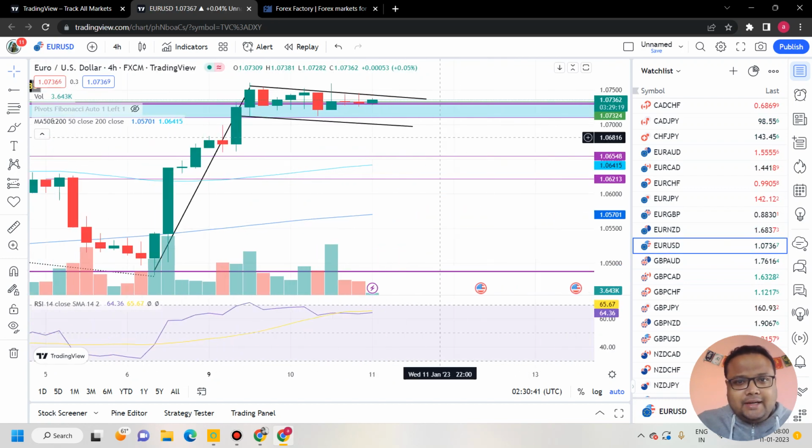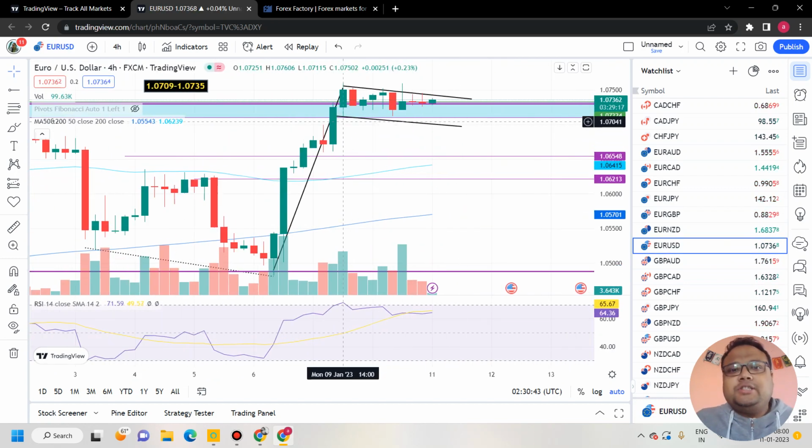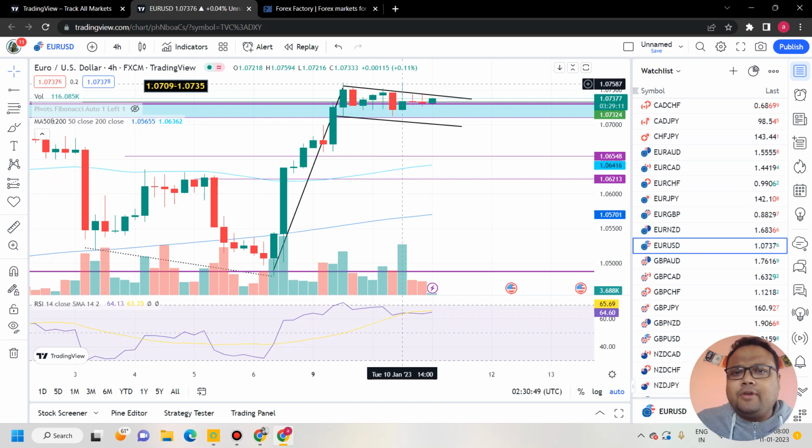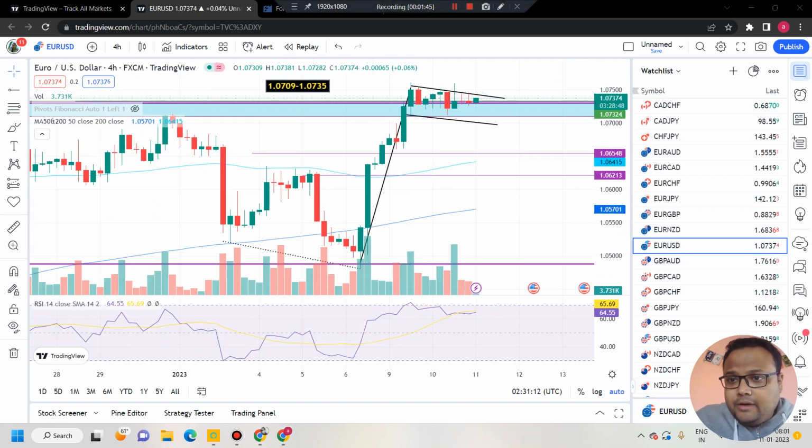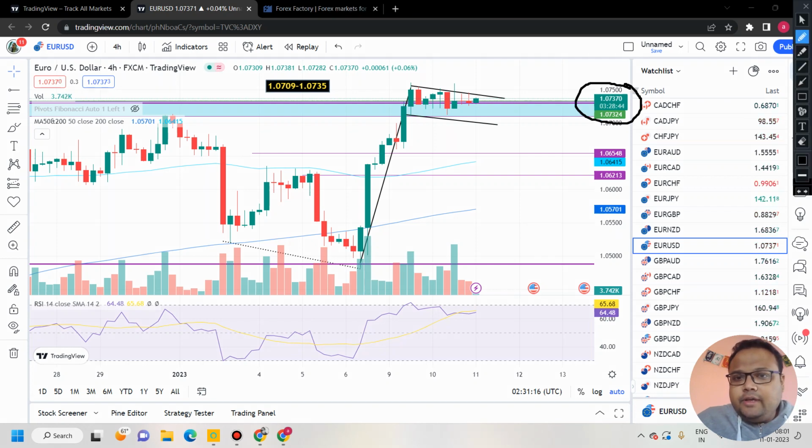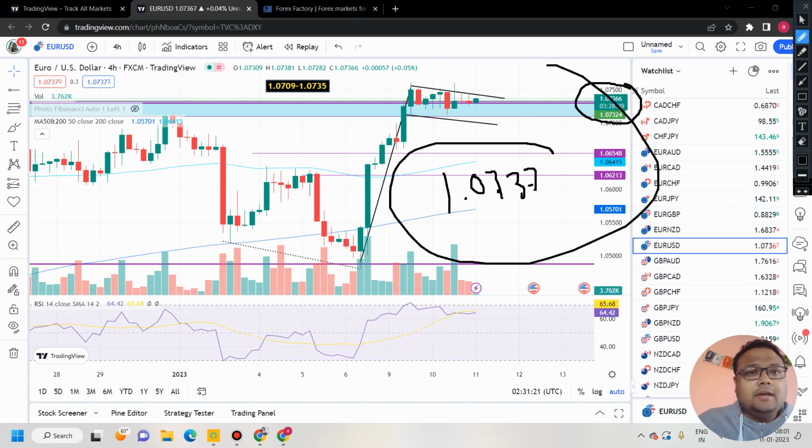As you can clearly see, not much has changed on the chart of Euro USD. The market is still trading inside this flag. Yesterday the market tried to go for a breakout, but the breakout failed. Right now Euro USD is standing at 1.0737. This is the current market price of Euro USD, and it is still standing at the support right now.